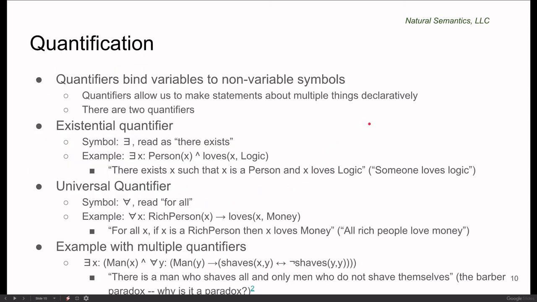So, continuing on with our discussion of predicate logic or first order logic, let's talk about quantification. Quantifiers bind variables to non-variable symbols, and we'll see examples of what that means in a moment. Quantifiers allow us to make statements about multiple things declaratively, and there are two quantifiers defined in predicate logic. The first quantifier that we'll talk about is the existential quantifier.